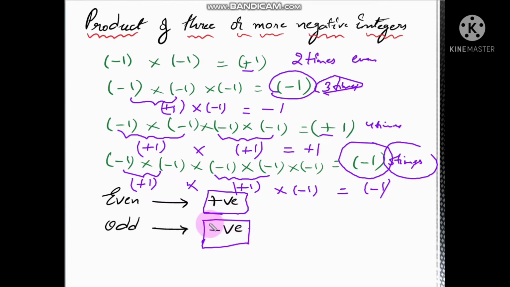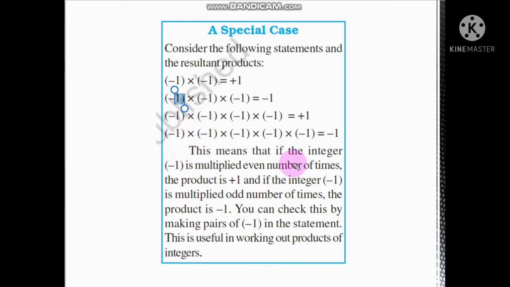Understood, children? So when it is multiplied for even number of times, we get a positive answer. And when multiplied for odd number of times, we get a negative answer. So that is what is given here. Look here, children. If minus 1 is multiplied even number of times, then the product is plus 1. And if the integer minus 1 is multiplied for odd number of times, the product is minus 1.